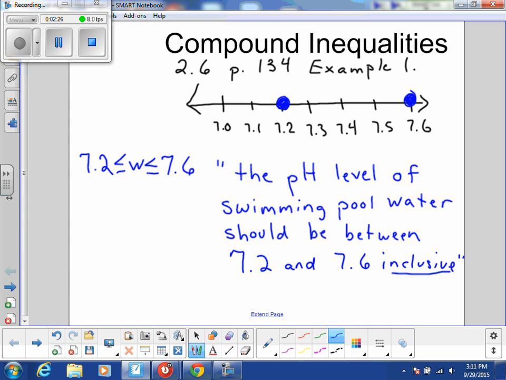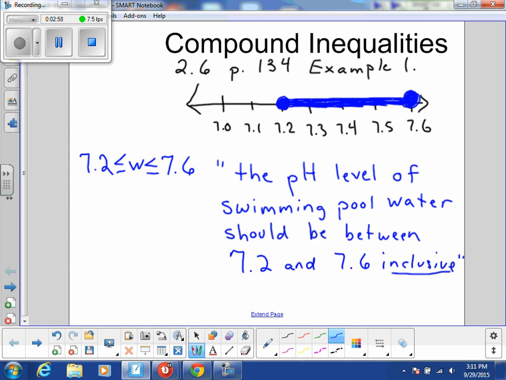On your number line, then, that means you have a dot at the low end, another dot here at the high end, and you fill in all the numbers in between. I want to make it nice and heavy here so you can see exactly what's getting filled in. That's a compound inequality where all the numbers satisfy both conditions. We only want the numbers that are more than 7.2 and less than 7.6.